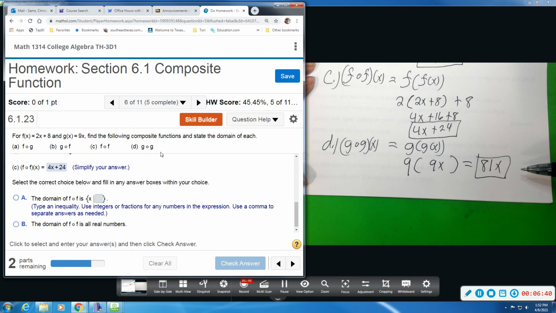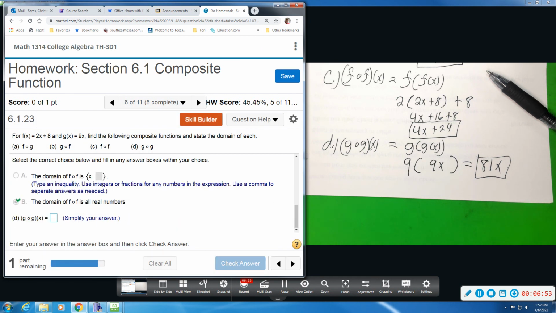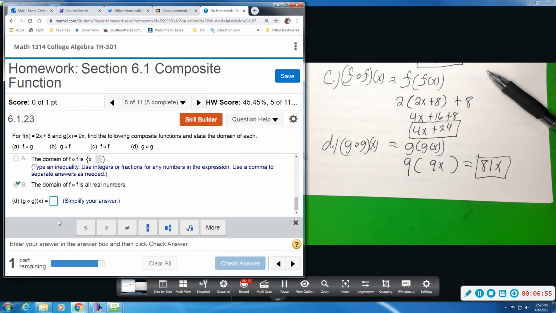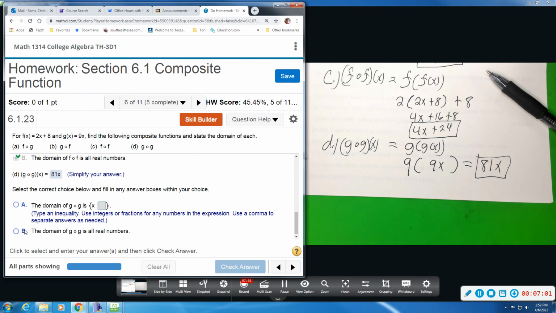No fractions, square roots, or logs, so all real. So that was all real domain for part C. And then we get 81x here. And then we get all real as well.